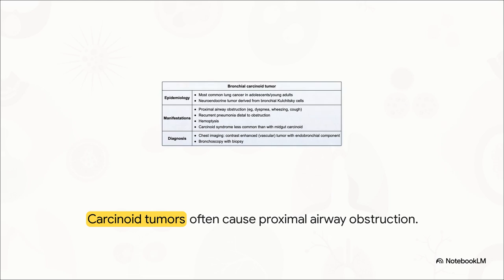Now let's talk about bronchial carcinoid tumors. These are neuroendocrine tumors derived from bronchial Kulchitsky cells, which makes them the most common lung cancer in adolescents and young adults. They notoriously cause proximal airway obstruction. The presentation is usually a triad: wheezing, hemoptysis, and recurrent pneumonia that happens right distal to the obstruction. For diagnosis, you're looking at contrast-enhanced chest imaging showing a vascular tumor with an endobronchial component, followed up by bronchoscopy with a biopsy. Carcinoid syndrome is actually less common here than it is with midgut carcinoids, but keep it in mind.